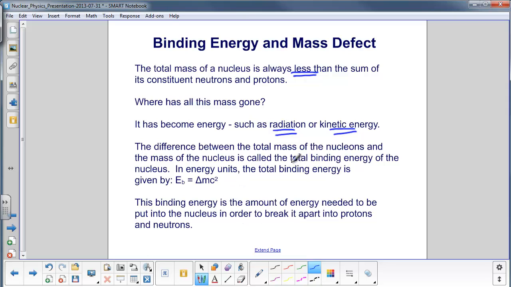So we have a definition here. The total binding energy, remember we just talked about putting a nucleus together, is the difference between the total mass of the individual nucleons, the individual protons and neutrons, and the final mass of the nucleus, and it is called the total binding energy of the nucleus. In energy units, the total binding energy is given by E sub B for binding energy, equals delta M, where delta M is the mass difference, times c squared. In words, the binding energy is the amount of energy needed to be put into the nucleus in order to break it apart into protons and neutrons.